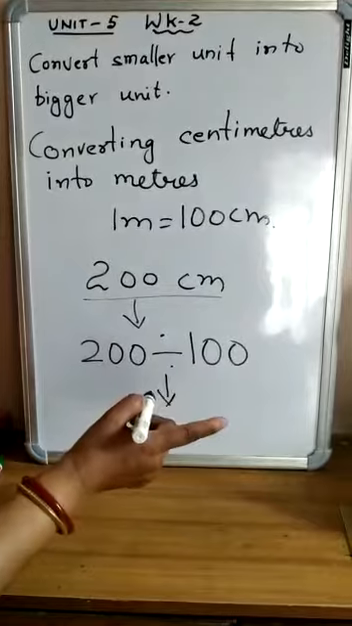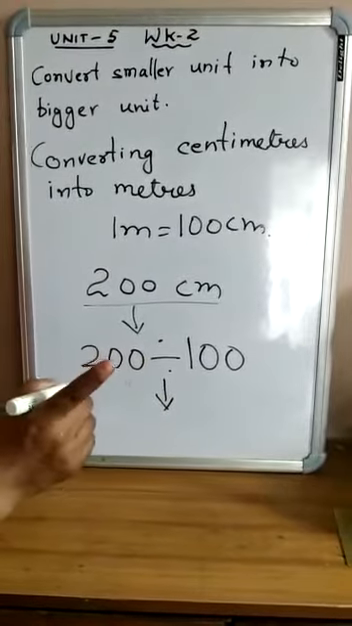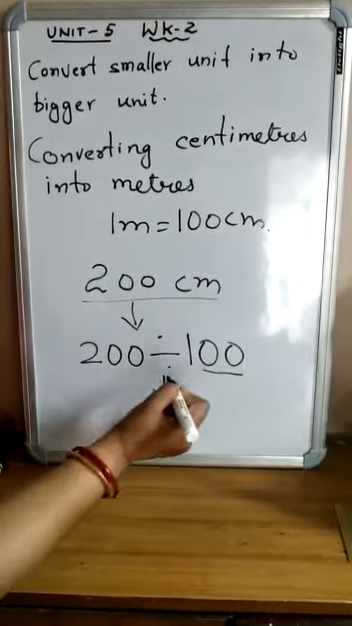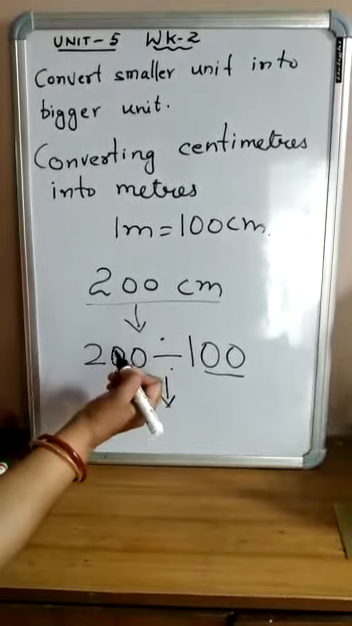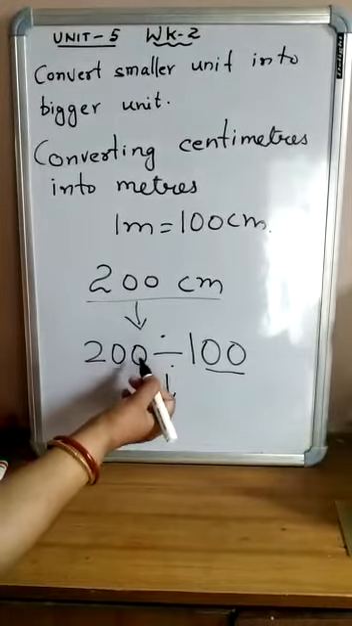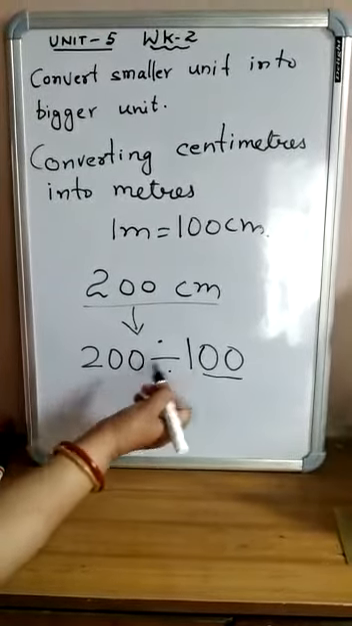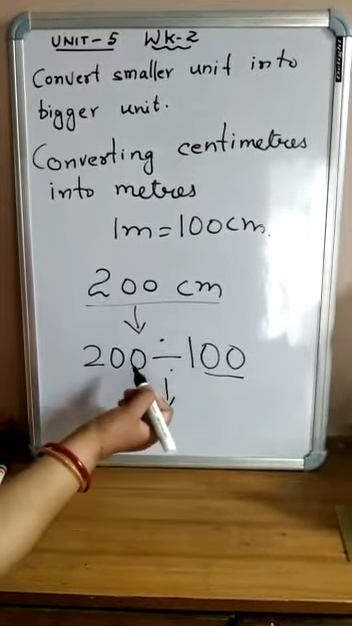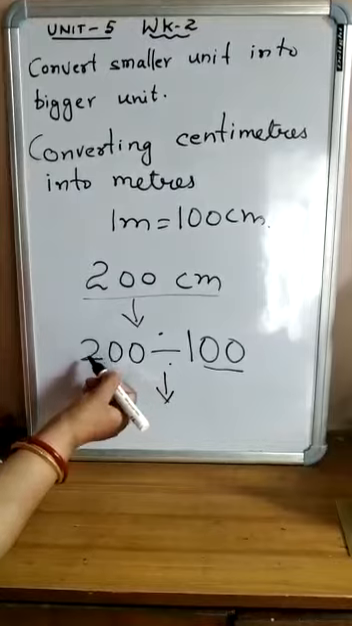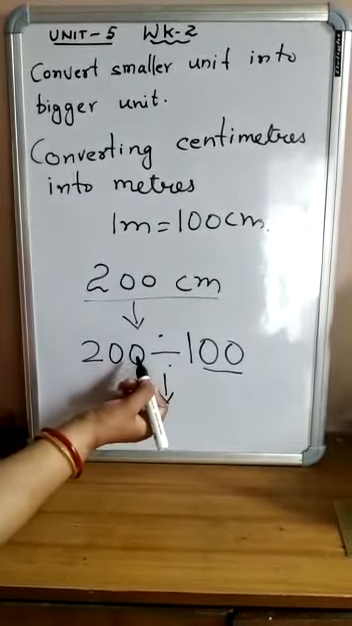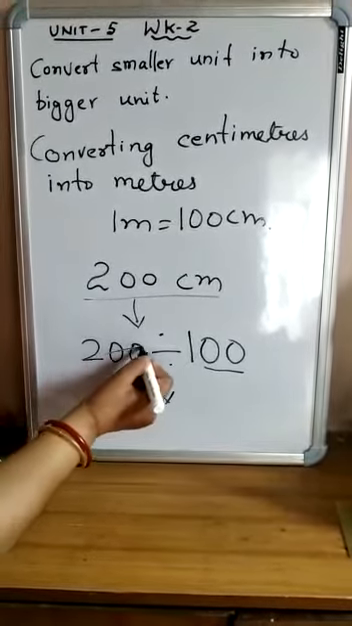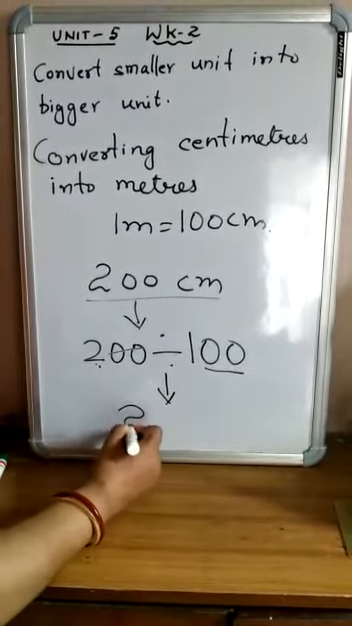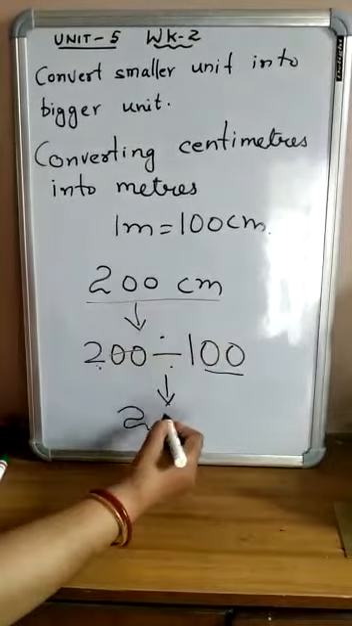You have learnt division with 10, 100, 1000, but still I am telling you that 100 has 2 zeros. So I will remove the 2 digits from the right side of the dividend. 200 is the dividend and 100 is the divisor. So 2 zeros are here, and I will remove these 2 digits from the right side of the dividend. Now which one is left? This 2, so 200 centimeters is converted to 2 meters.